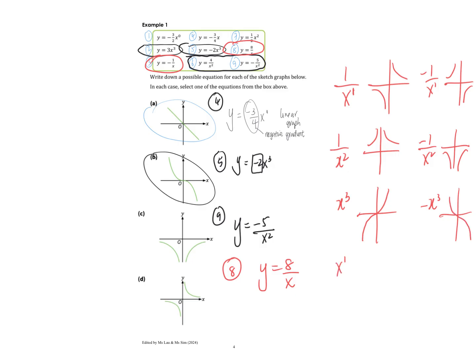x to the power 1 positive, going up. Okay, x to the power 1 negative, going down. It's all the typical ones. x squared, smiley curve. Negative x squared, frowning curve. So all these shapes, when you see the power, you must know what kind of shape we are talking about. Then it's not difficult at all. Yes.